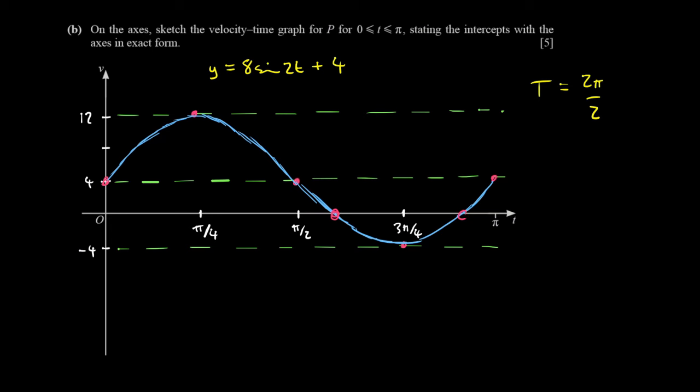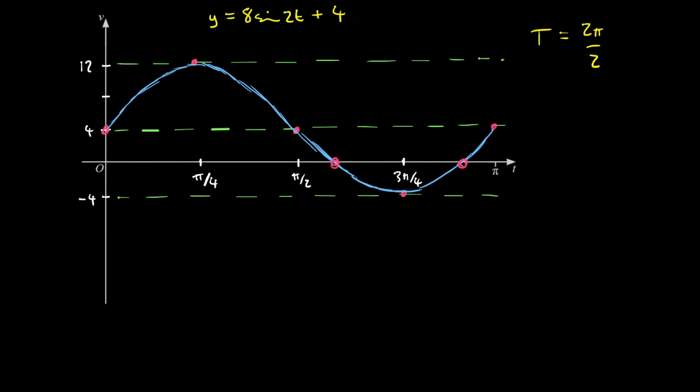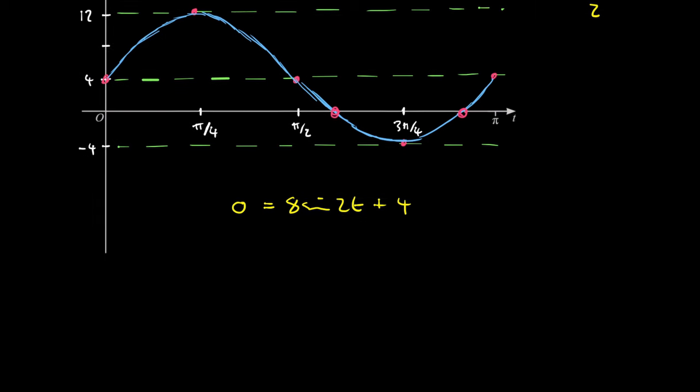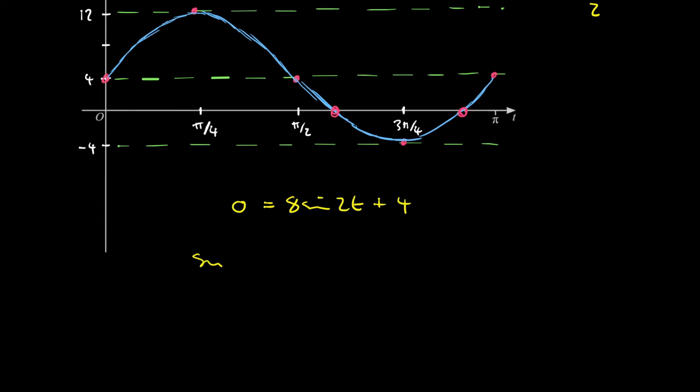All right, so we want to solve where v is equal to 0. So 0 is equal to 8 sine 2t plus 4. If I rearrange that, I'm going to get sine 2t is equal to negative a half.